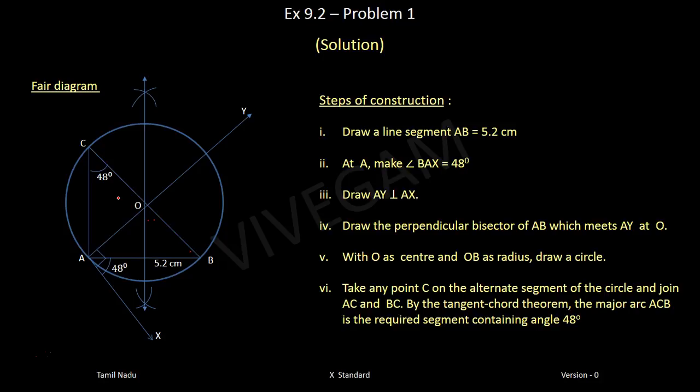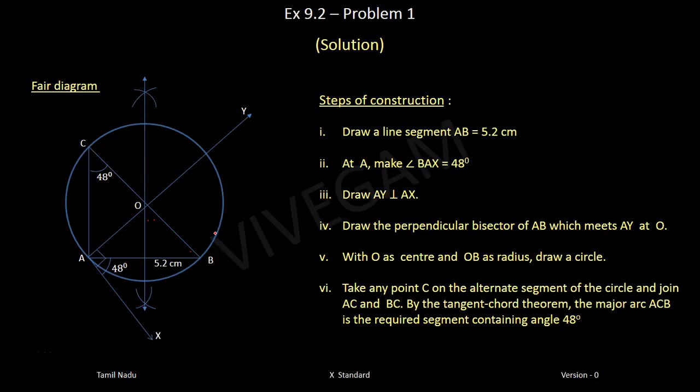Now let's list out the steps of construction. Draw a line segment AB equal to 5.2 centimeters. That was the first step which we did here. At A, make an angle BAX equal to 48 degrees. Draw a line AX such that BAX is 48 degrees. Draw AY which is perpendicular to AX, 90 degrees. Then draw a perpendicular bisector of AB. This is what we did by these two sets of arcs.